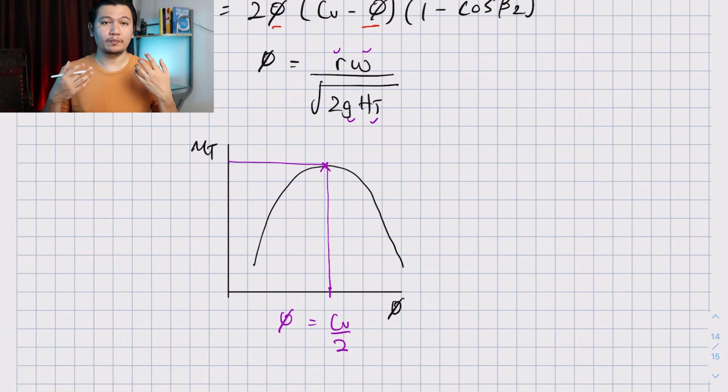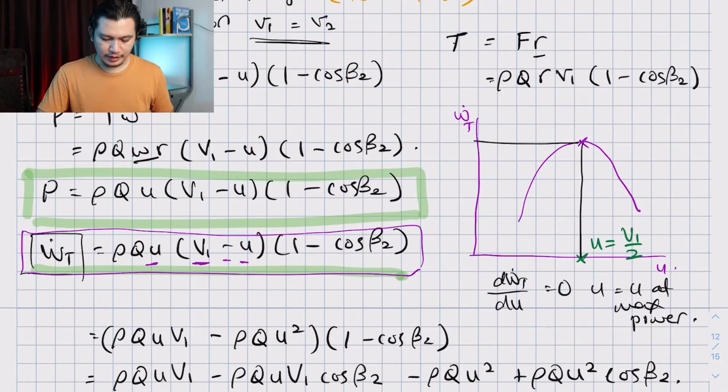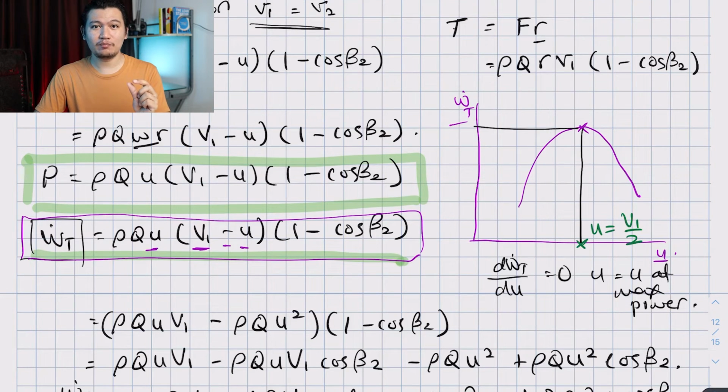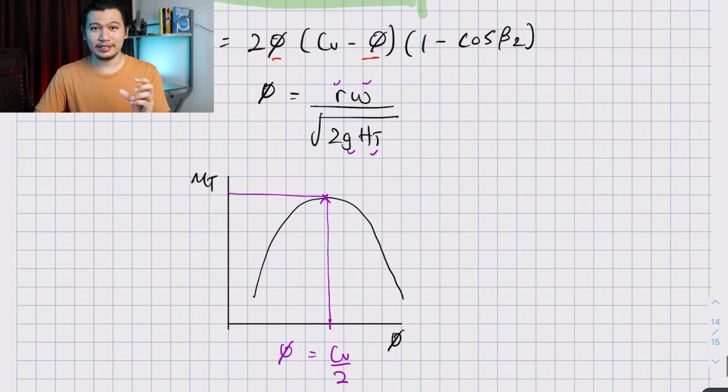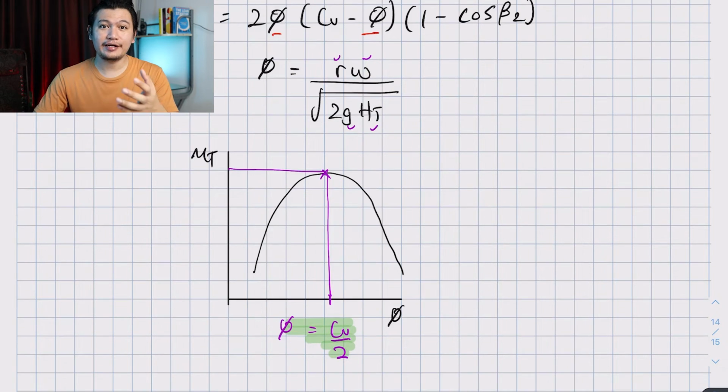So basically, this is a completely different graph. This is efficiency against phi. And just now, we plotted this graph, but this is turbine power against U. For this graph, the maximum power happens when U is equal to V1 over 2, right? And for this graph, the maximum efficiency occurs when phi equal to C V over 2. And the range of Pelton wheel efficiency is about 0.8 to 0.9.